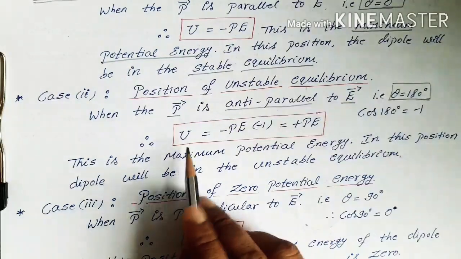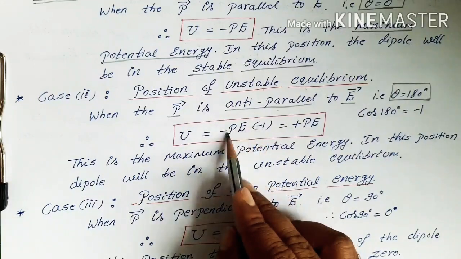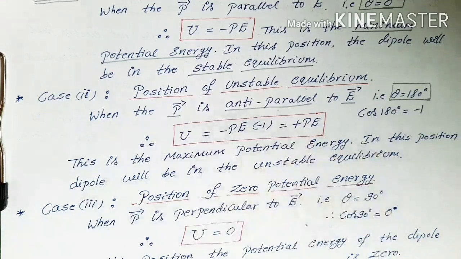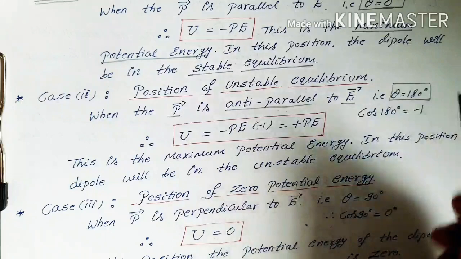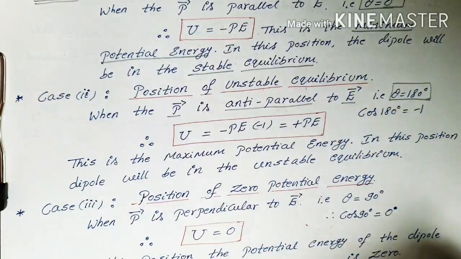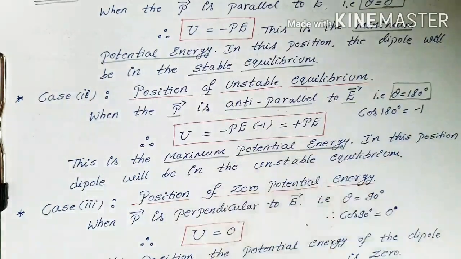So from the formula, U is equal to minus PE cos theta becomes minus PE times minus 1, minus into minus becomes plus. So what you understood from this: when the dipole moment is anti-parallel to E, means exactly opposite to the electric field, then the potential energy is maximum. So it is the maximum potential energy.